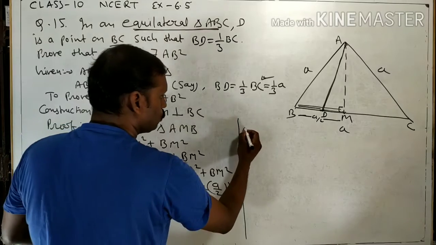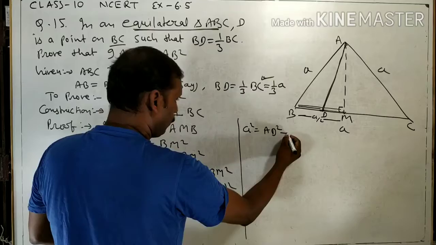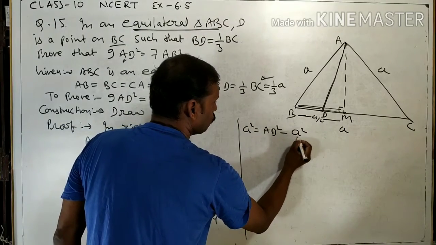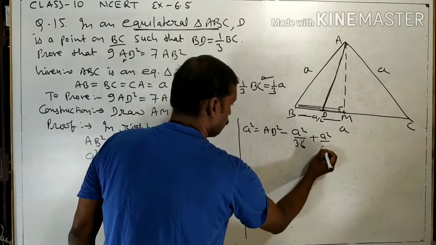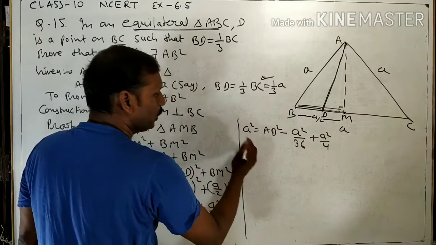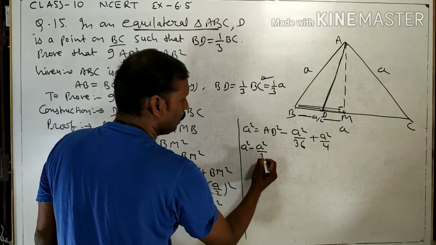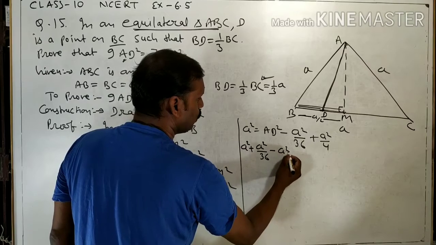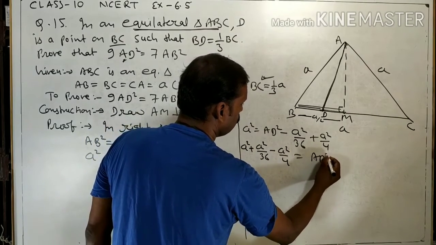So we have A square equal to AD square minus 3A minus 2A by 6 whole square plus A square by 4. So it becomes A square by 36 plus A square by 4. Bring these two terms to LHS. So we have A square minus A square by 36, it becomes plus, and it becomes minus A square by 4. In RHS only AD square is left.